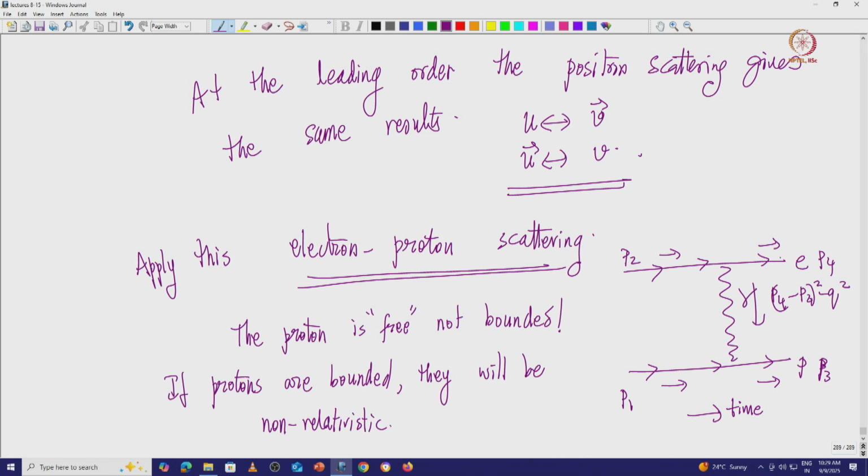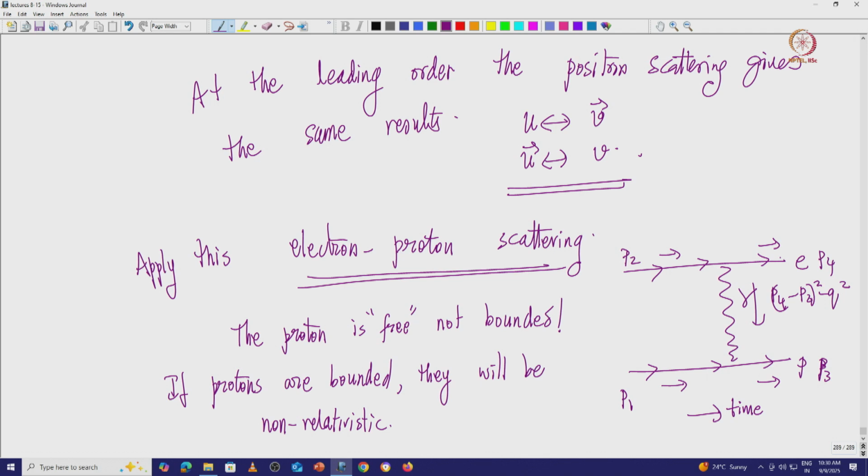Okay, they will be non-relativistic. Now you can do the same example with the electrons replaced by positrons. You have various features of this, meaning electrons can be replaced with positrons and you have the same results as we have now.